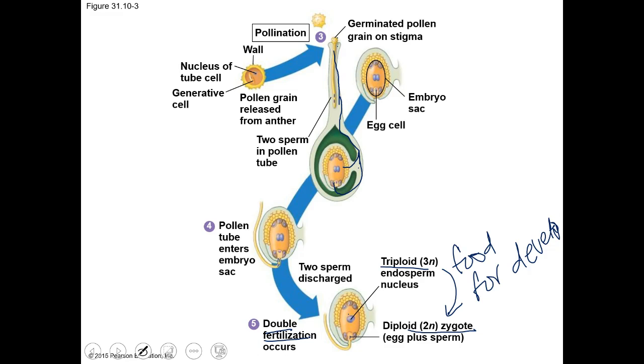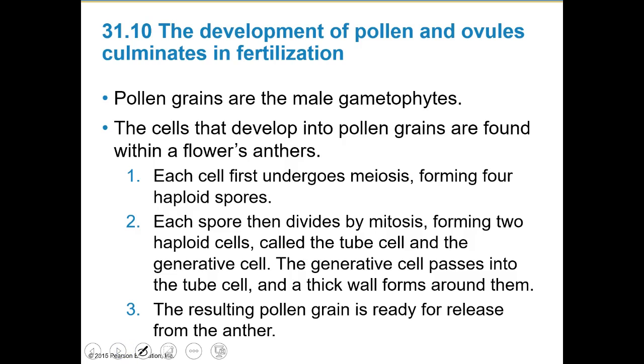And that is tricky. All right. So let's look at what happens in words, just so we get the idea really quickly. Pollen grains are our male gametophytes. The cells that develop into pollen grains are found in the anthers. Each cell undergoes meiosis, forming 4 haploid spores. Each spore will divide by mitosis, forming haploid cells called the tube cell and the generative cell.